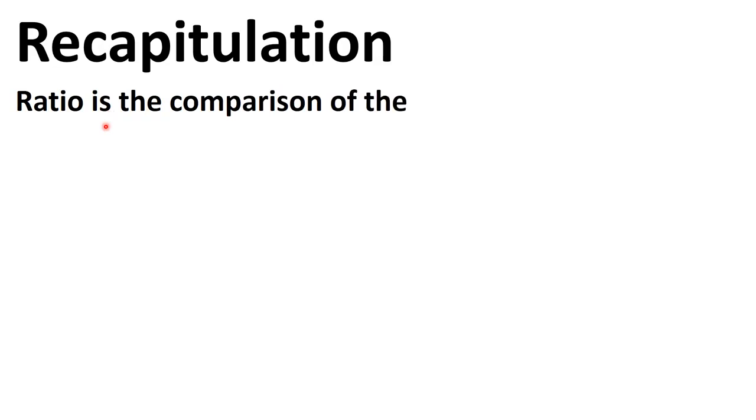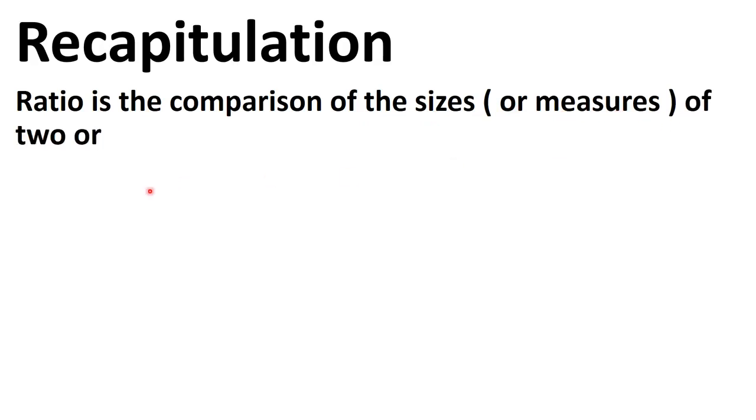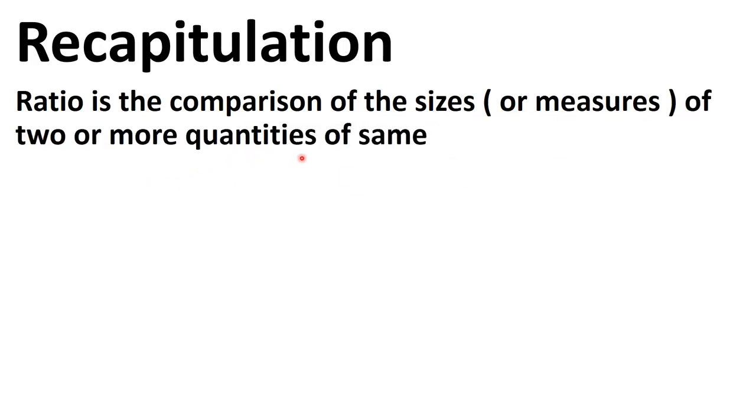Let us recapitulate what we have learned in our lecture number 1. First of all, we have done ratio. Ratio is the comparison of the sizes or measures of two or more quantities of the same kind by division. We first write down two quantities in the form of a fraction. Then after converting it into lowest terms, we write it in the form of a ratio.